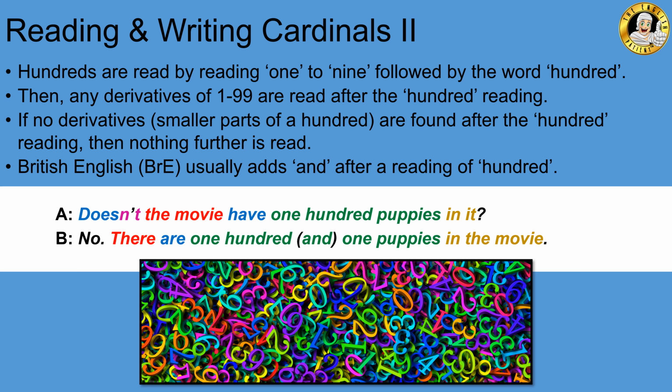A says, "Doesn't the movie have 100 puppies in it?" So you've just got 1, then 100 to quantify the 100. "No, there are 101 puppies in the movie." Now, that would be me because I'm from the UK, but if you are American, you would probably have read that as "there are 101 puppies in the movie."